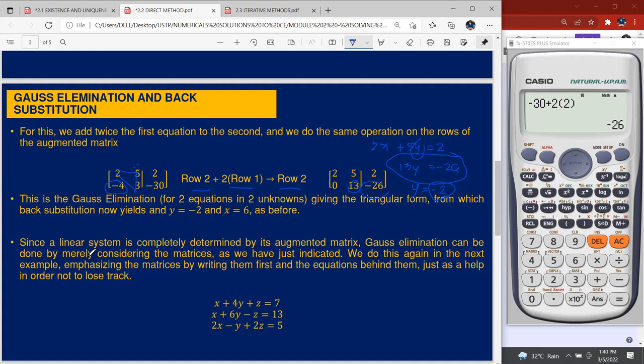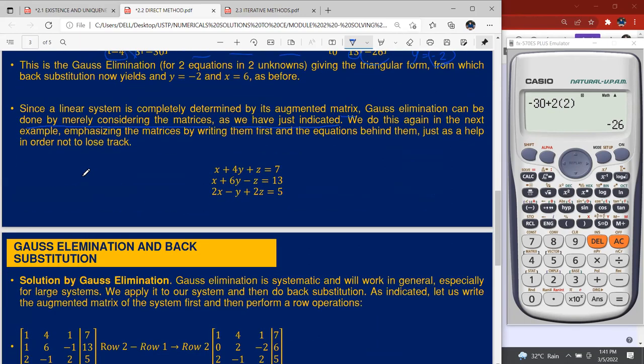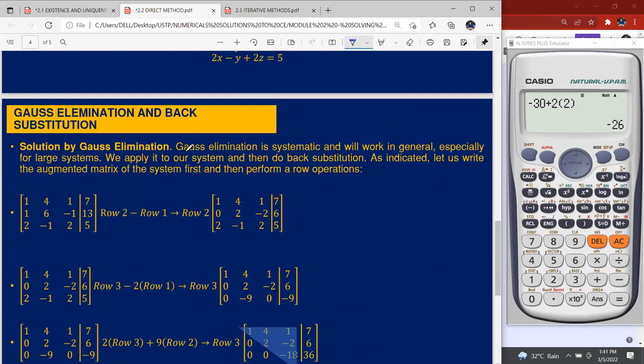Right? So since a linear system is completely determined by its augmented matrix, the Gauss elimination can be done by merely considering the matrices as we have just indicated. We do this again in the next example, emphasizing the matrices by writing them first and the equations behind them, just as a help in order not to lose track.